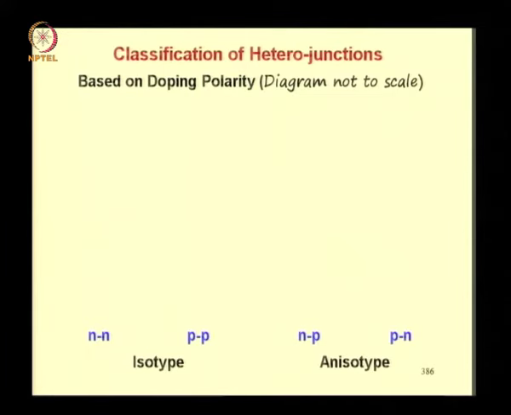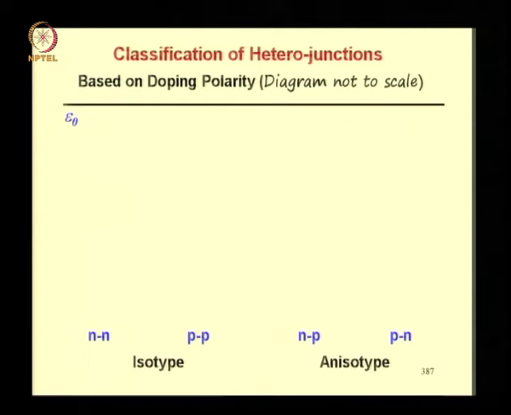Let us look at classification based on doping polarity. In isotype heterojunctions, both sides of the junction are of the same polarity, either NN or PP. In anisotype heterojunctions, both sides are of opposite polarity. Let us look at the band diagrams as examples. We sketch the reference level E naught and then we sketch the band pictures of both sides of the heterojunction.